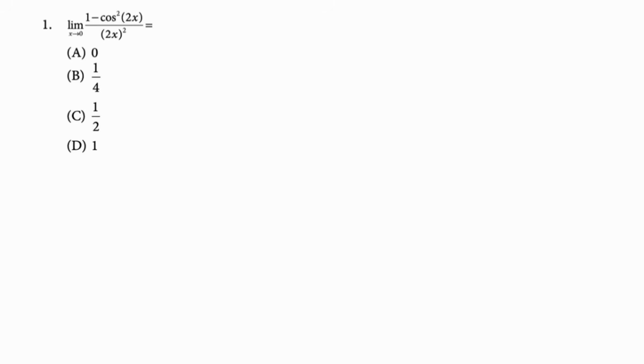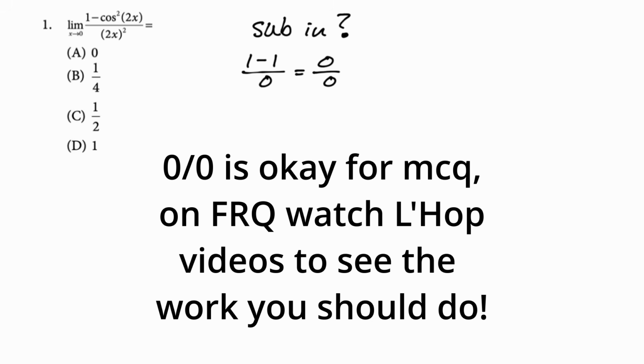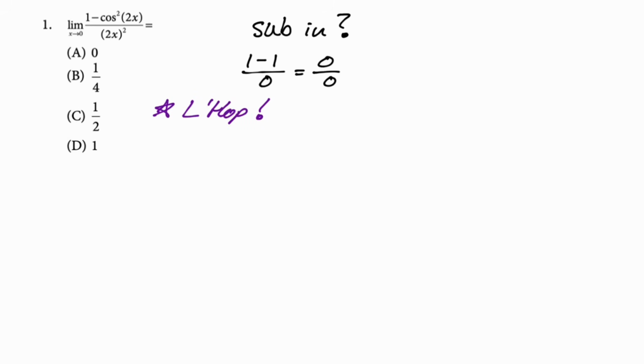Problem number 1, we're going to take the limit as x approaches 0 of 1 minus cosine squared of 2x over the quantity 2x squared. Step 1 is just try to sub in. If you sub in, you end up with 1 minus the cosine of 0, which is 1, so you get 1 minus 1 over 0, or 0 over 0. So this is a L'Hopital's situation, so I'm going to just apply L'Hopital's rule.